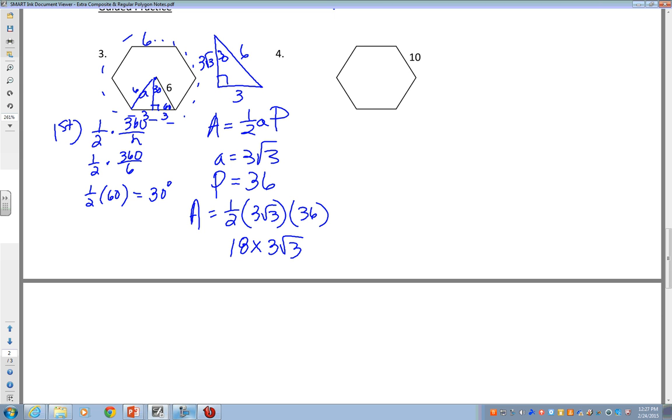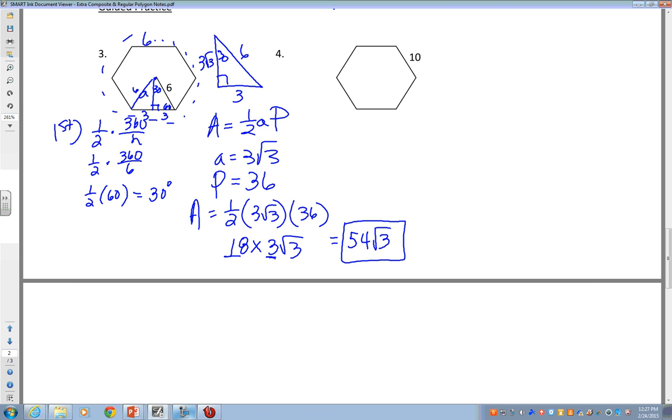So which numbers do I multiply together? Yeah, the outside, the 18 and 3. All right, what's 18 times 3? 54, so it's going to be 54. Yeah, 54√3 is the area.